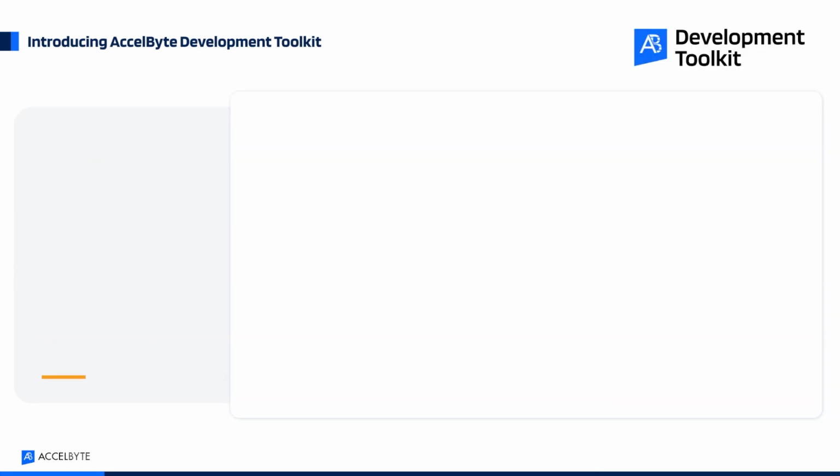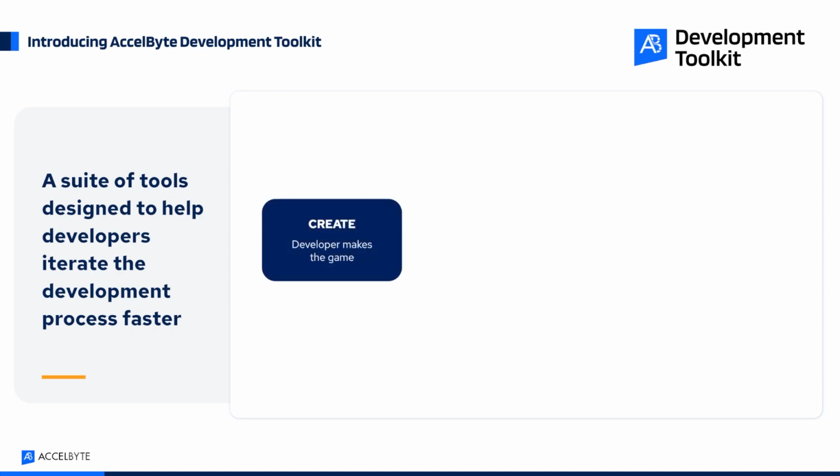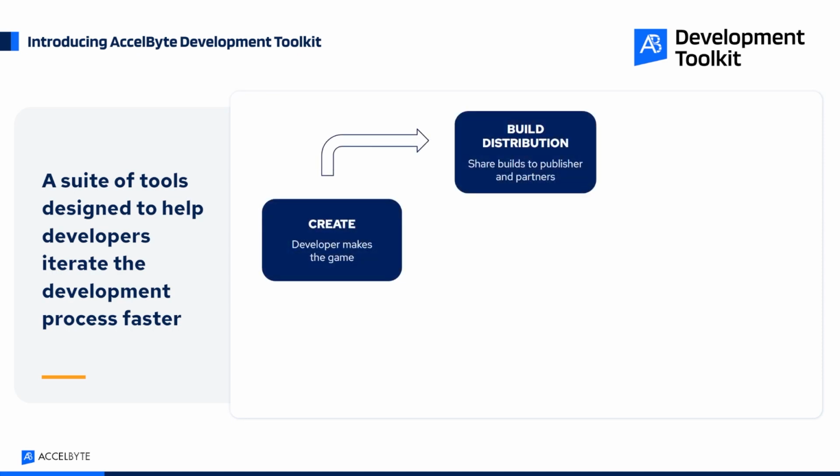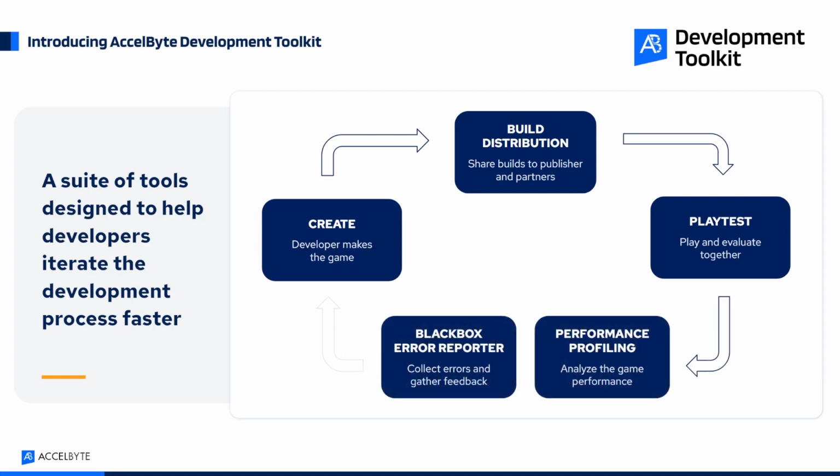For this reason, we have created ADT, a suite of tools developed to help developers iterate the development process faster, starting from creating the build, distribute the build to the team, arrange the playtest, monitor the health, and then make improvements to iterate again.